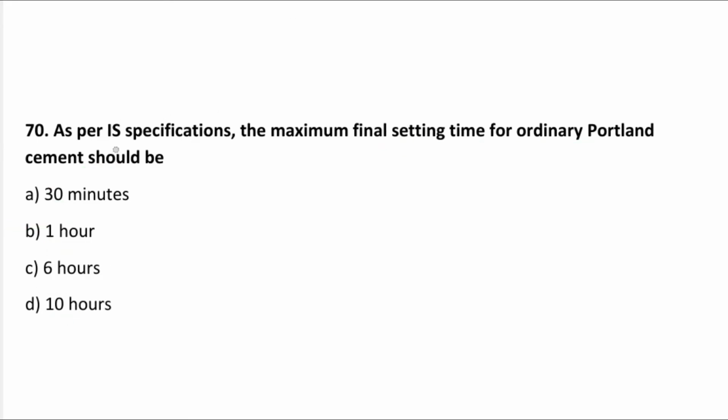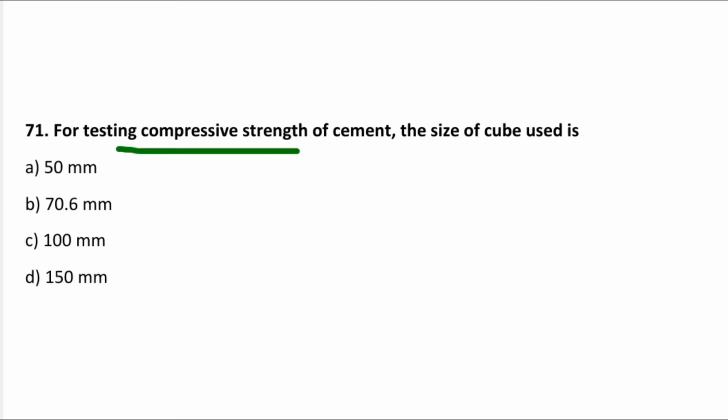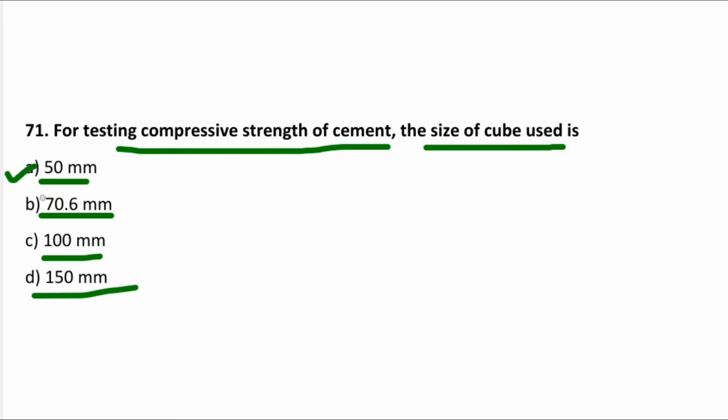So next question, as per IS specification, the maximum final setting time for ordinary Portland cement should be option A 30 minutes, option B 1 hour, option C 6 hours, option D 10 hours. So the correct answer is option D, 10 hours. So next question, for testing compressive strength of cement, the size of the cube used is option A 50 mm, option B 70.6 mm, option C 100 mm, option D 150 mm. So the correct answer is option A, 50 mm.